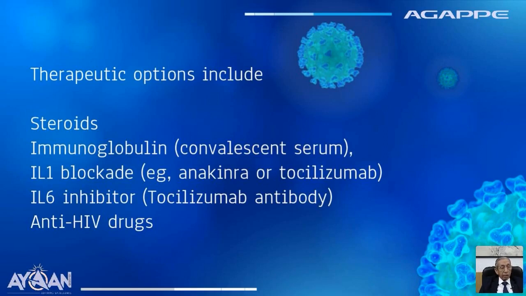tocilizumab. And anti-HIV drugs have sometimes been tried successfully in the treatment of COVID. That is ritonavir, which works against the protease of the virus. Then ribavirin, which will inhibit the virus polymerase. And of course, hydroxychloroquine is also known to inhibit the virus entry into new cells, and therefore that is also being tried. These are the therapeutic options available at the moment. Next.